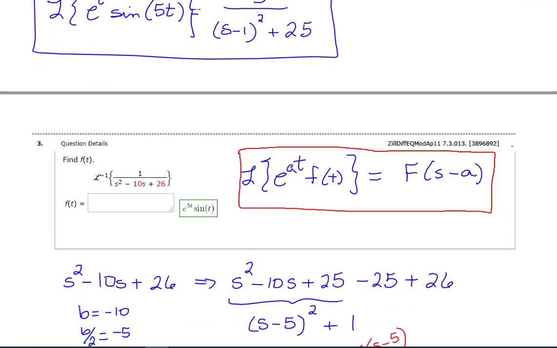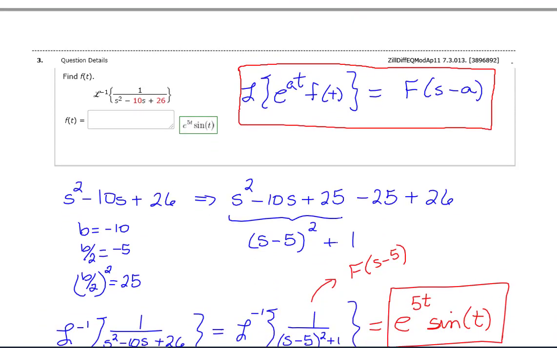Okay, so continuing this, we still want to envision some kind of a shifting. But now we're going backwards. We're taking the inverse Laplace transform. Well, let's see. First off, if I take my denominator, I need to complete the square. Now, I complete the square by looking at b. b is minus 10 divided by 2. So minus 10 divided by 2 is minus 5.